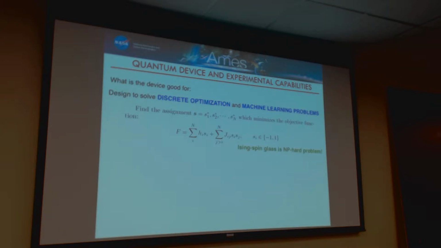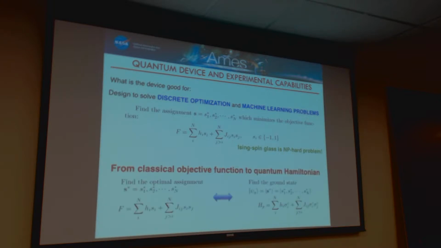But it turned out that this problem in itself is very hard. Within computer science complexity theory, the problem is called an NP-hard problem. So in principle, there is no known algorithm that can solve an arbitrary realization of this problem in polynomial time, or solve it efficiently.